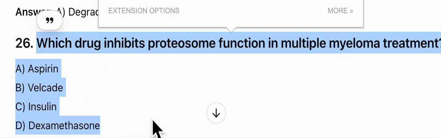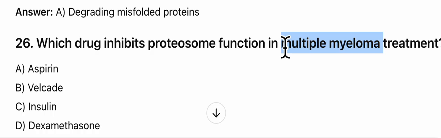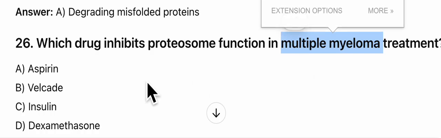Which drug inhibits proteasome function in multiple myeloma treatment? A. Aspirin. B. Velcade. C. Insulin. D. Dexamethasone.